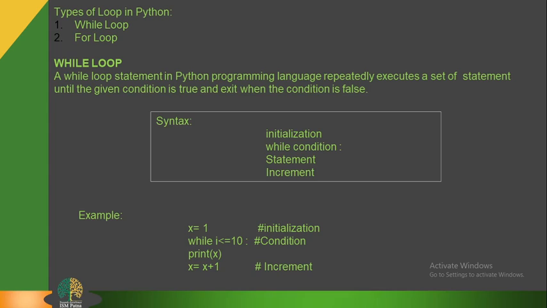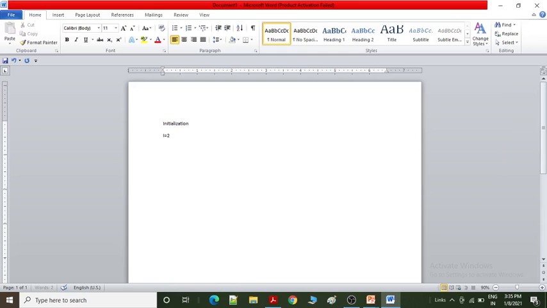The next one is the condition. We have to use a condition. Suppose we put while i less than or equal to 10. It means i starts from 2 and repeats till it reaches 10, so the execution will continue till it reaches 10. Then the third part is the increment. We have to increase the value till it reaches 10.